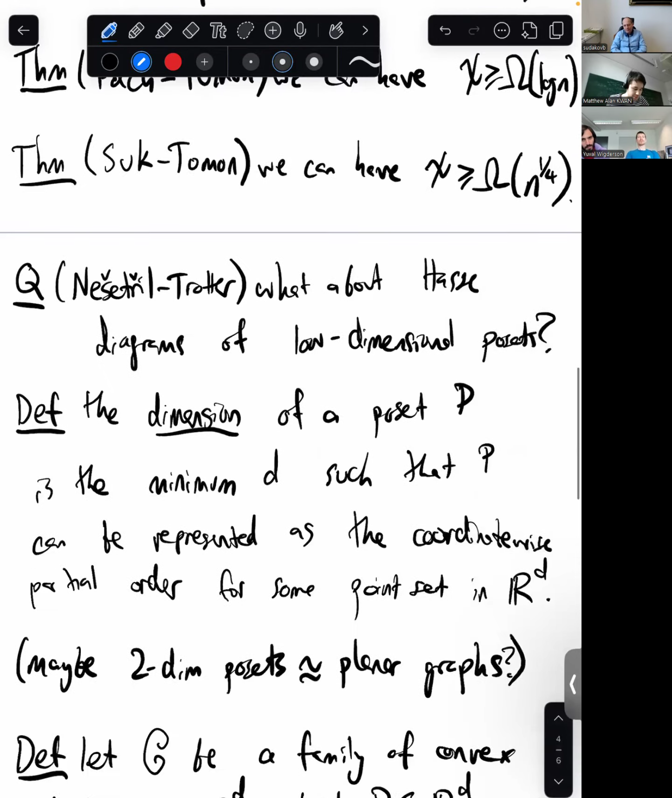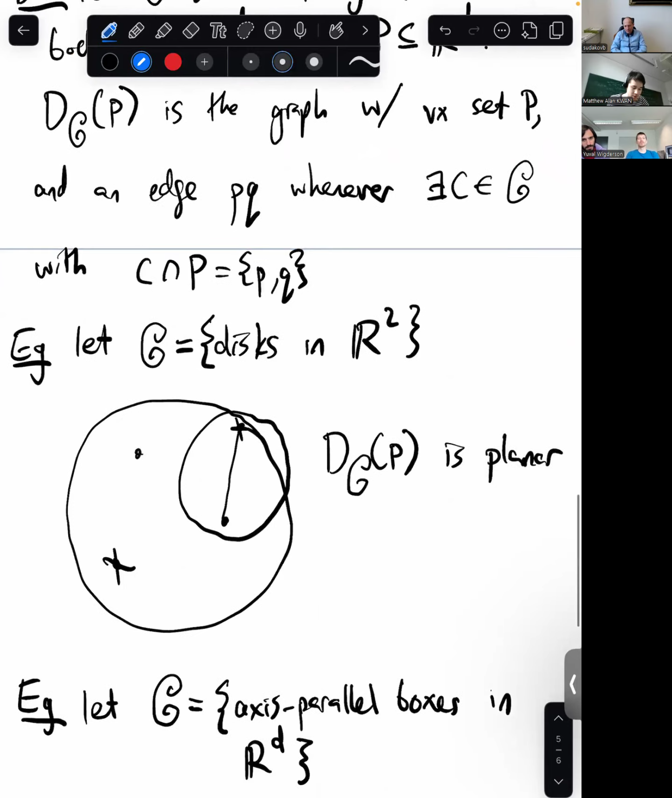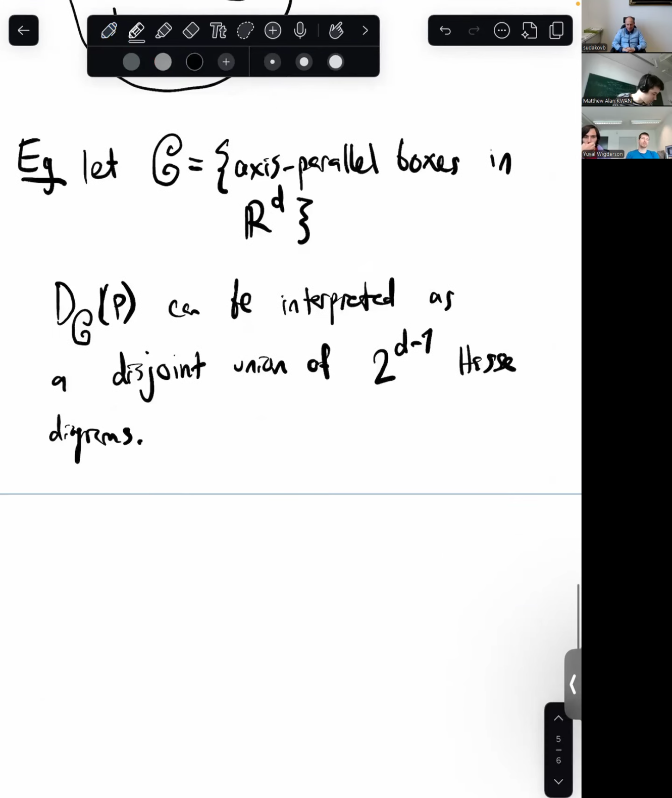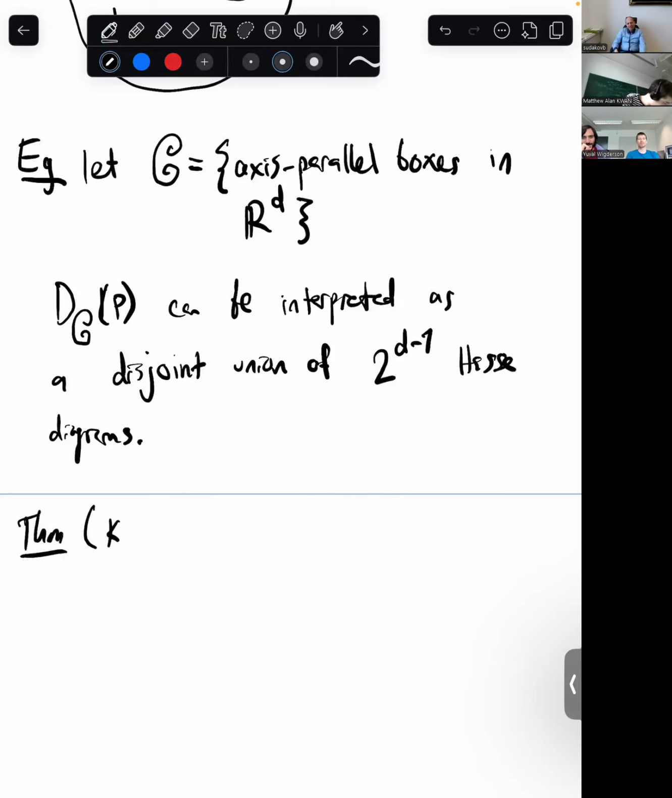Okay, so maybe this geometric context makes it even more believable that bounded dimensional Hasse diagrams, bounded dimensional box-Delaunay graphs, are geometric types of things, and at least closely related things are planar. So maybe they're planar, maybe they have bounded chromatic number. They do not. It was proved by Kříž and Nešetřil.